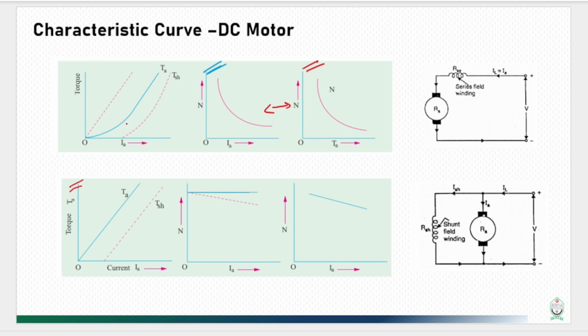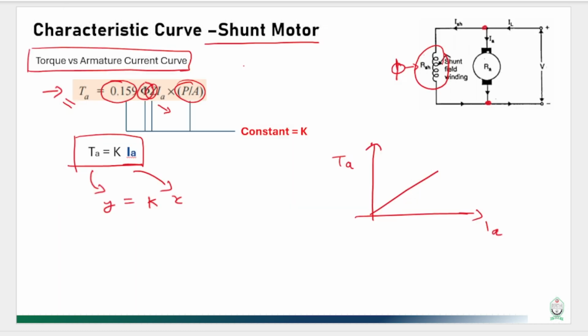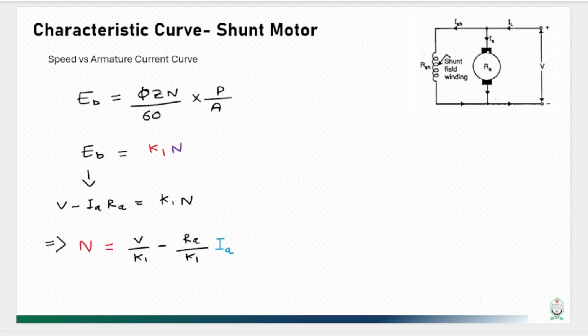And as we did for the shaft torque for series motor, we will do the same thing for shunt motor here. So the shaft torque will lag the armature torque. So this is the shaft torque relationship with armature current. Now let's move to the next characteristic curve, that is speed versus armature current curve for shunt motor.